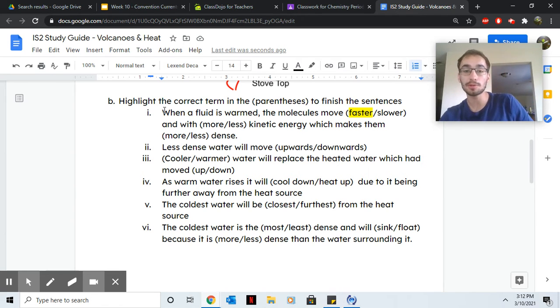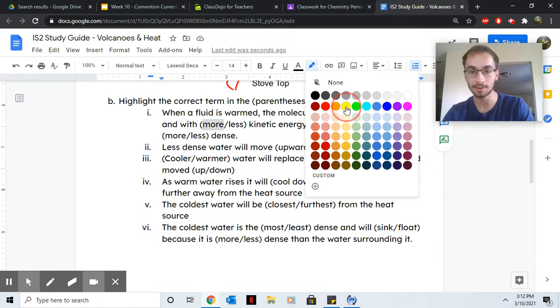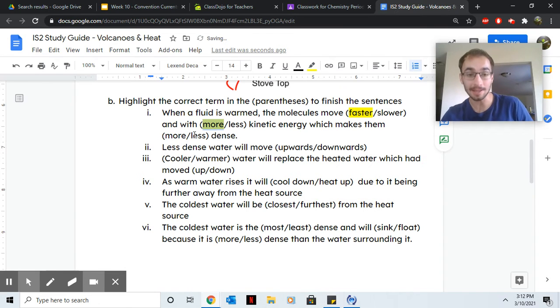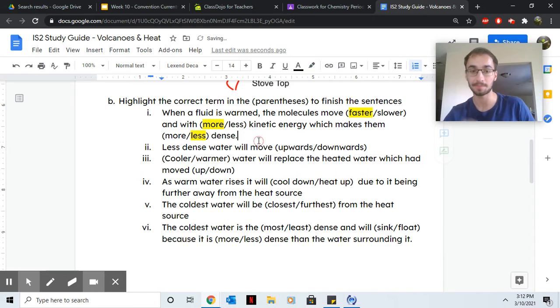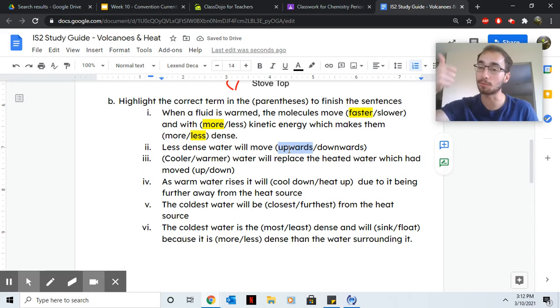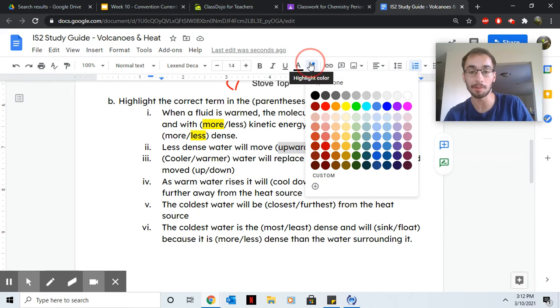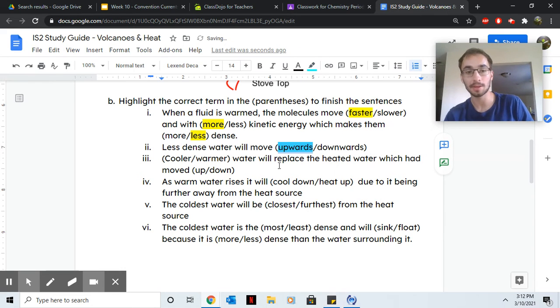Part 1, when a fluid is warmed, the molecules move faster with more kinetic energy, which makes them less dense, because when the atoms are moving really fast, they will spread out. Less dense water, if it's less dense, it'll float. So it'll go up. That's this one.